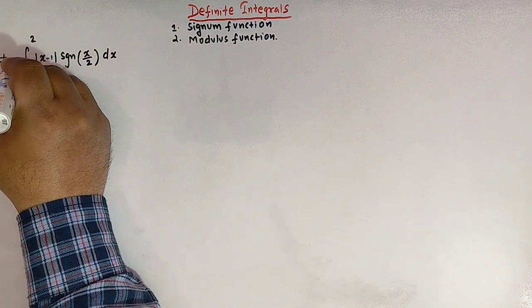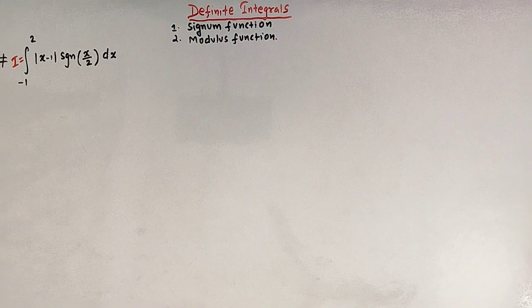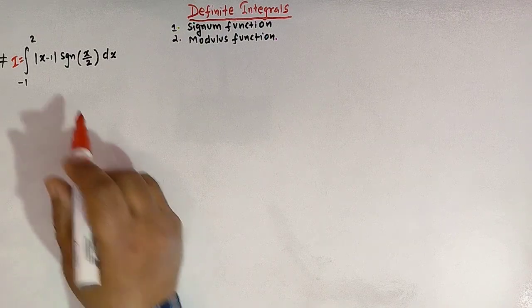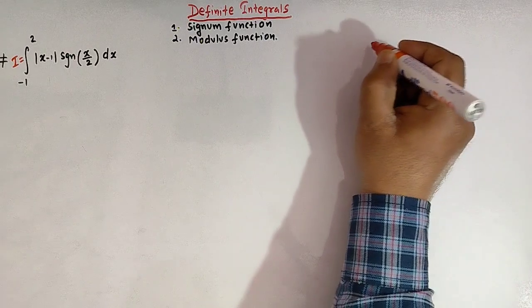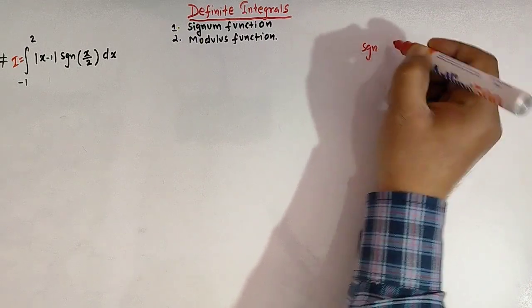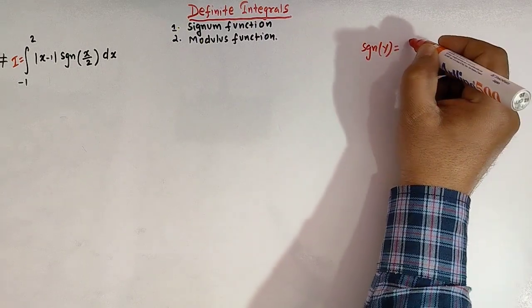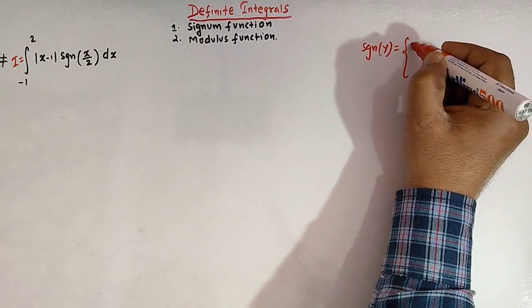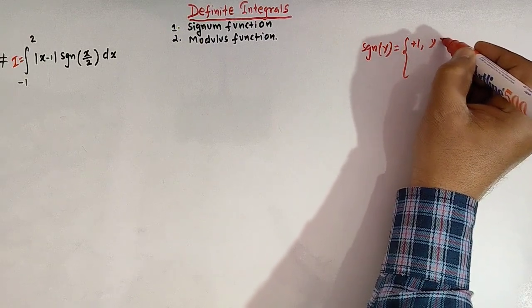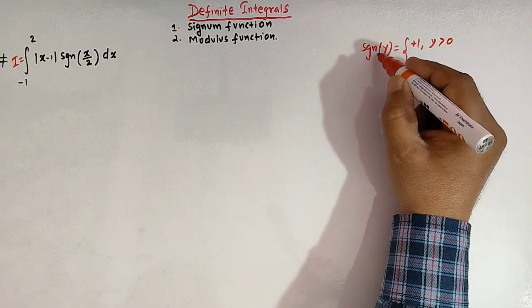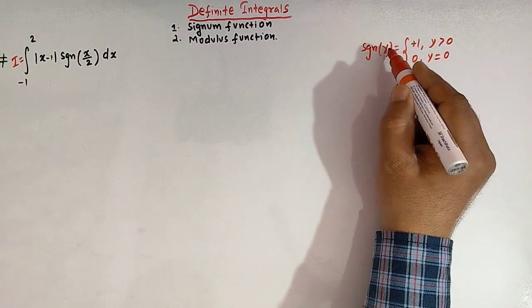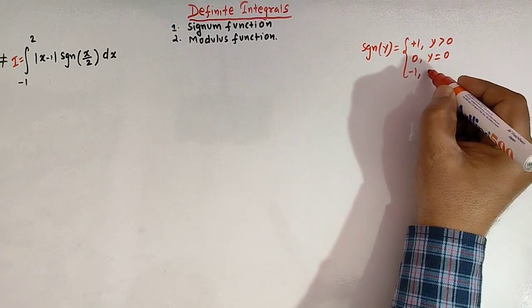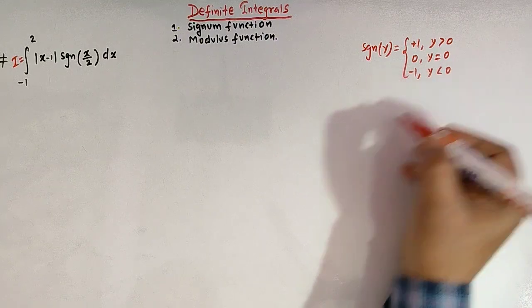Now let us first call this integral I. Before proceeding further, let us quickly see the definition of the signum function. Signum of y takes the value plus 1 whenever y is greater than 0, takes the value 0 when y is equal to 0, and signum of y is minus 1 whenever y is less than 0.